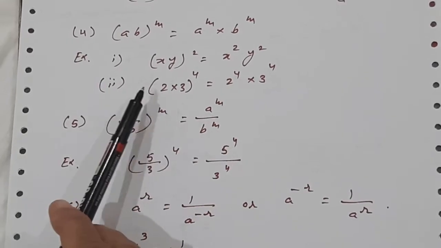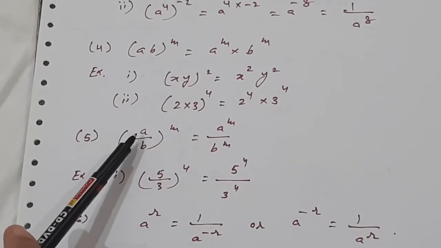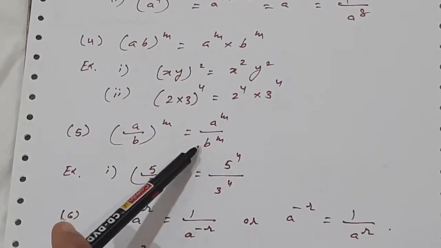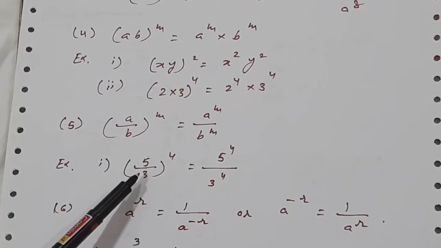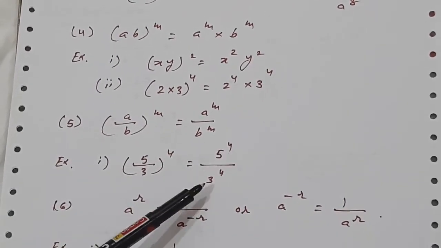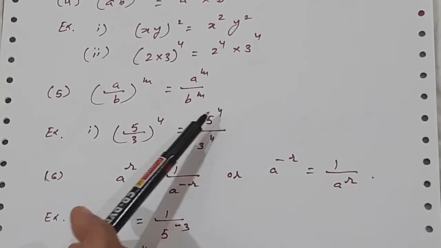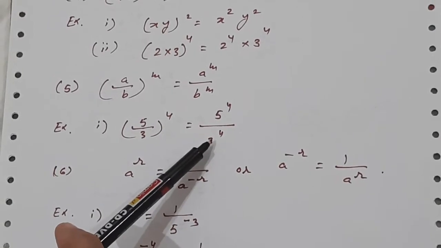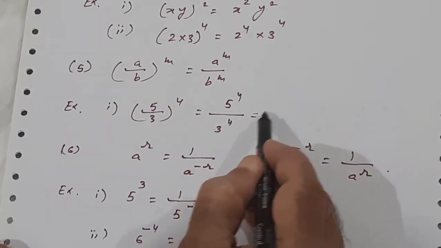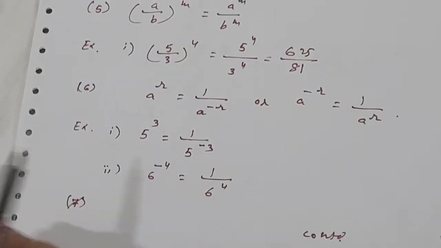And now this is again the same way. This is a multiplication of the two bases. Here, division of the two bases, a upon b. So in the same way, (a upon b) raised to m is a raised to m upon b raised to m. Example, (5 upon 3) raised to 4. It is equal to 5 raised to 4 upon 3 raised to 4. Further you can simplify. 5 raised to 4 is 625 and 3 raised to 4 is 81. So it can be written as 625 upon 81. This can be the value of this one.